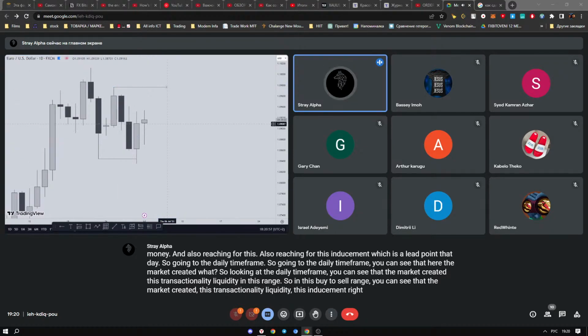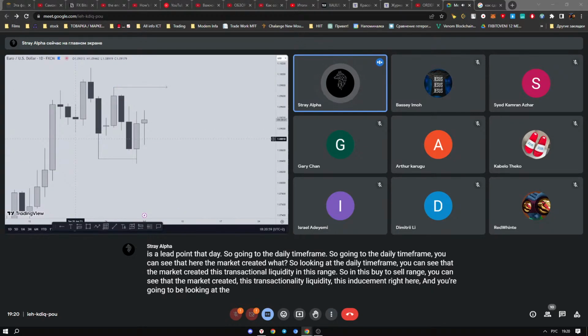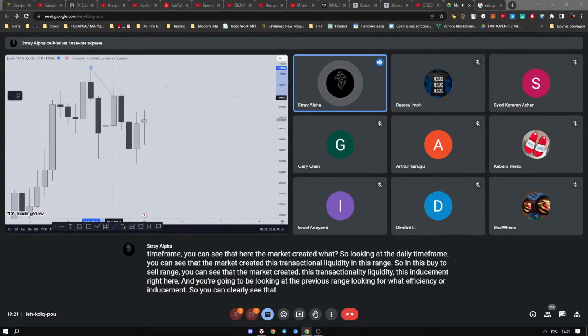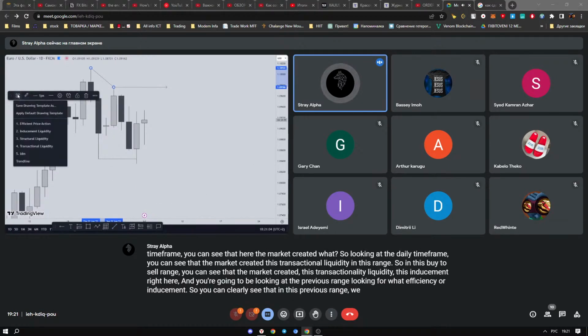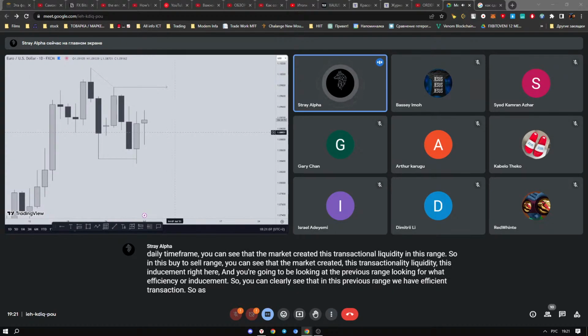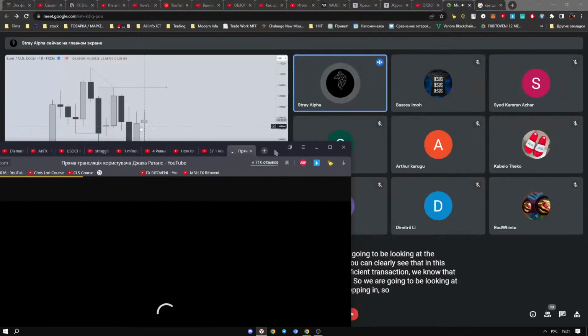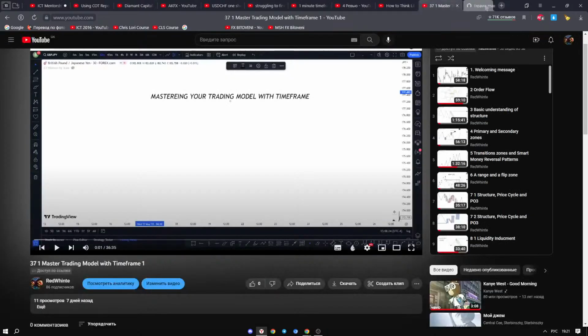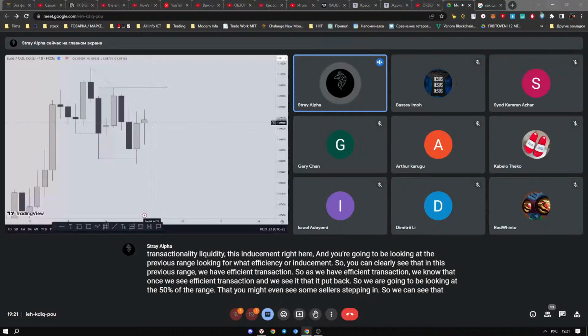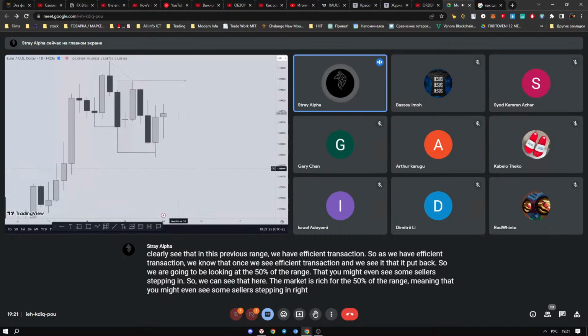And you are going to be looking at the previous range, looking for what? Efficiency or inducement. So you can clearly see that in this previous range, we have efficient price action. Once we see efficient price action and a direct pullback, we are going to be looking at the 50% of the range, where you might even see some sellers stepping in. We can see that here the market has reached for the 50% of the range, meaning that we might even see some sellers stepping in right here, going to the downside.